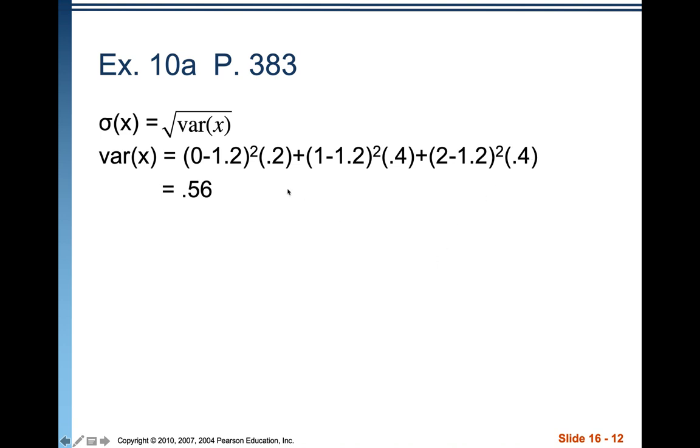Now, sometimes students want to know, well, why don't we divide by n? Well, the reason we don't do that is because not all of the outcomes are equally likely. So we weight each part of the sum by the likelihood that that particular outcome occurs. So we weight this first term by 0.2 because that's the likelihood of 0 occurring. We weight the next two terms each by 0.4 because that is the likelihood that either a 1 or a 2 is the outcome. So we get that our variance is 0.56. We take the square root of that and we get 0.748, and that is our standard deviation.